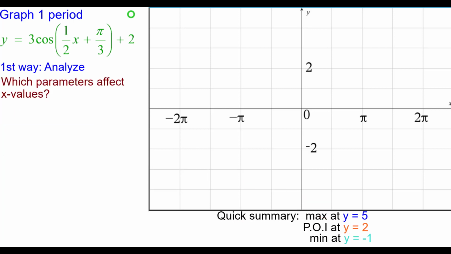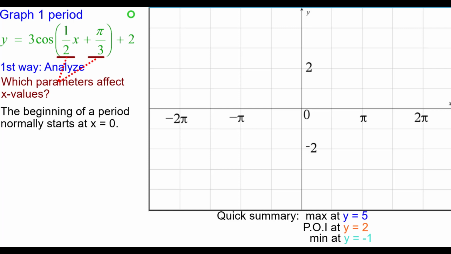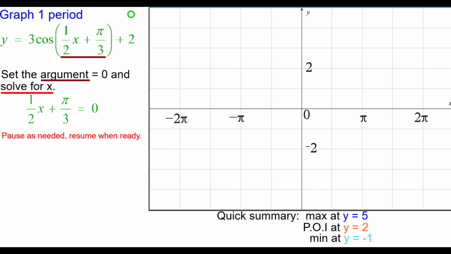Which parameters affect the x values? That's these two. Beginning of a period normally starts at x equals 0. What we want to do is set the argument equal to 0 and solve for x to see where this one starts. So the argument is the quantity 1/2 x plus pi over 3. Set it equal to 0. Solve for x. Pause as needed.